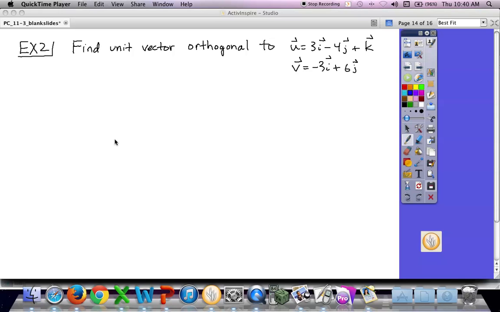Find a unit vector orthogonal to two given vectors. Again, what does it mean when they say find a vector orthogonal to? Exactly. So what this part here means is do the cross product. That'll be the first step.